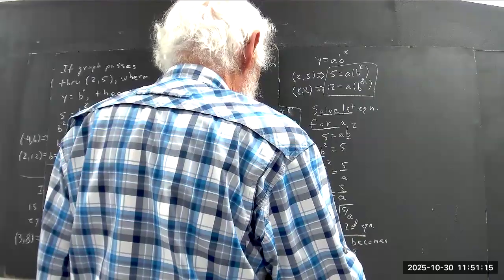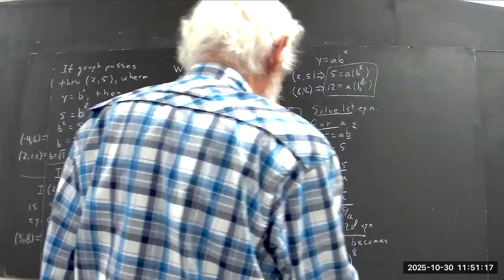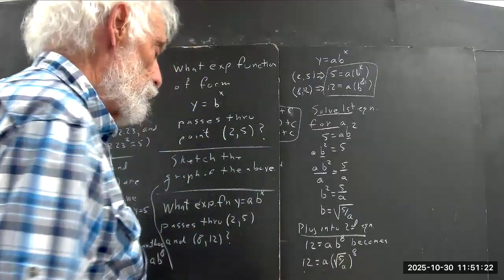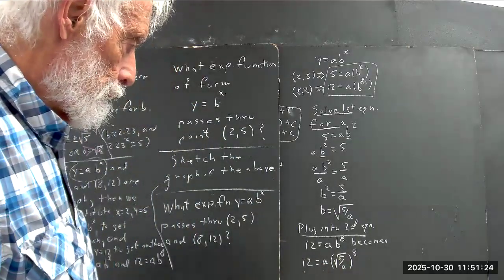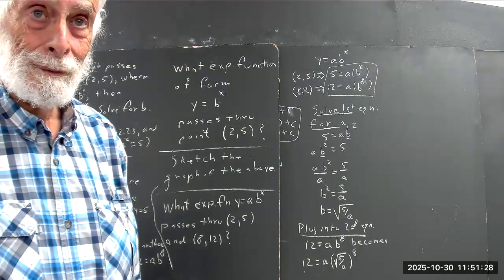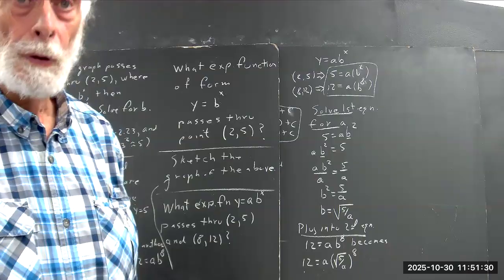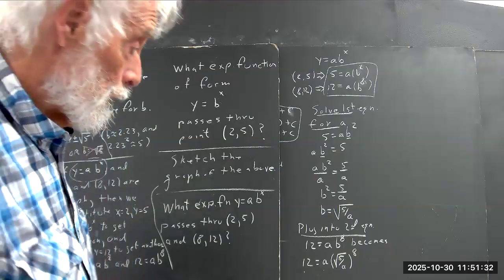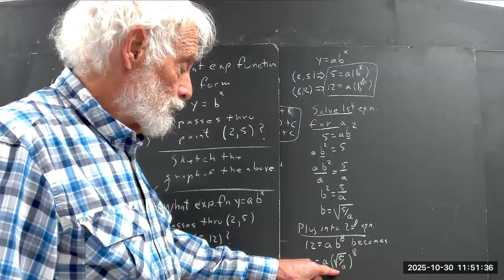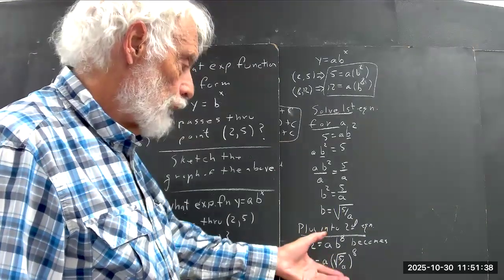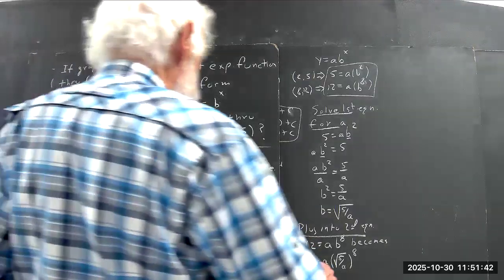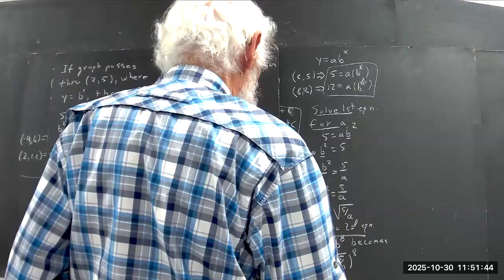So we get 12 equals 8 times the square root of 5 over A raised to the eighth power. Now that's a little bit complicated because of the exponents, but it's easy to do. This is the 1/2 power of 5 over A. So this ends up being the 4th power of 5 over A. And we can easily solve that. I'm going to show you an easier way to do this.